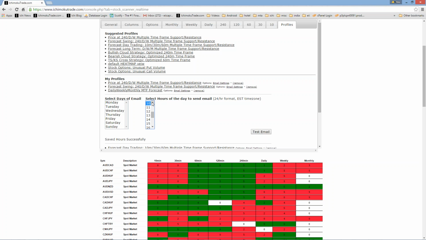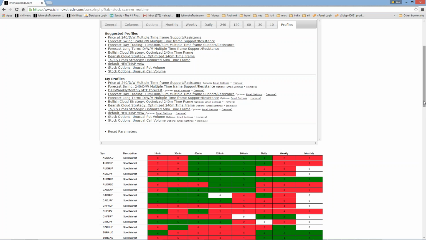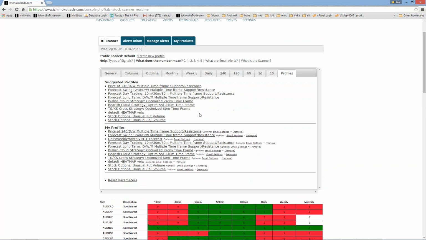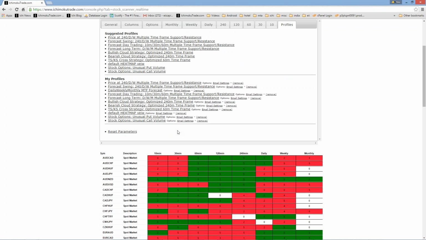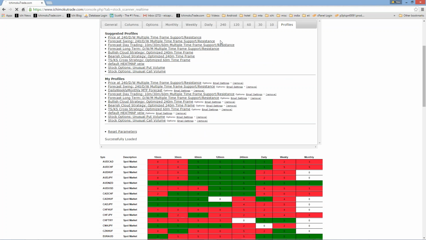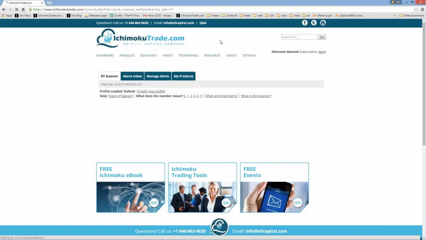So let me unclick these in here. Okay, so now we've done that. I'm going to explain these profiles in a minute. One way to start from scratch at all times, if you ever get any errors or you want to start from the very beginning, click on Reset Parameters. By clicking on Reset Parameters, this will reset everything for you to the default settings.